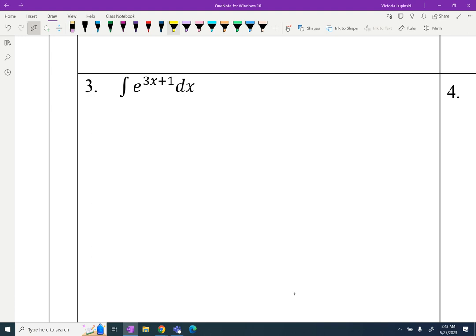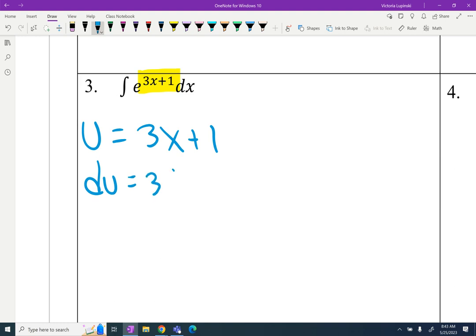Alrighty, so e to the 3x plus 1. Again, as soon as you recognize anything other than just an x, you have to make that your u. Derivative of u du, derivative of 3x, 3 dx, and the derivative of a constant is always 0. Divide.